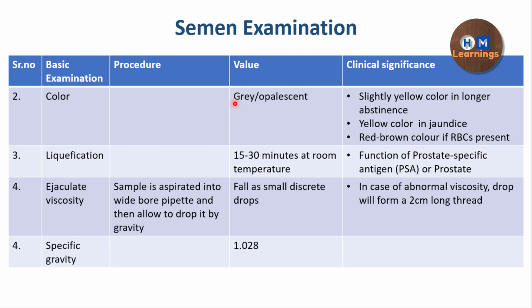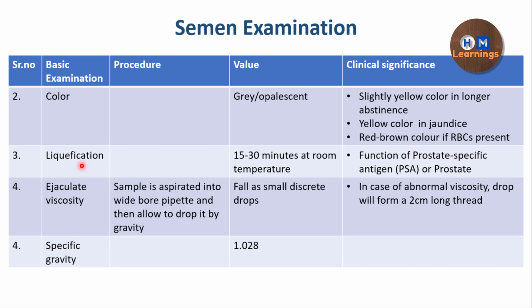The next factor is the color. What is the color of the sample? It should be gray. The color signifies something: if there is a slightly yellow color, it could be a result of longer abstinence. Yellow color can be seen in the case of jaundice, and there is a red-brown color if RBCs are present.